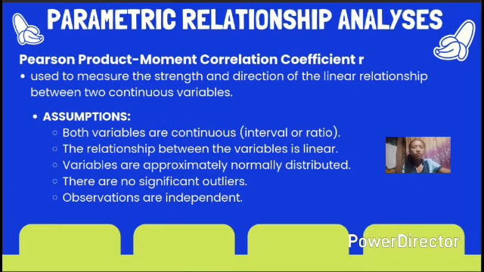Next is the parametric relationship analysis. So the other type of parametric relationship analysis is the Pearson product moment correlation coefficient. It is used to measure the strength and direction of the linear relationship between two continuous variables. So the assumptions of the Pearson product is both variables are continuous. It is interval or ratio.